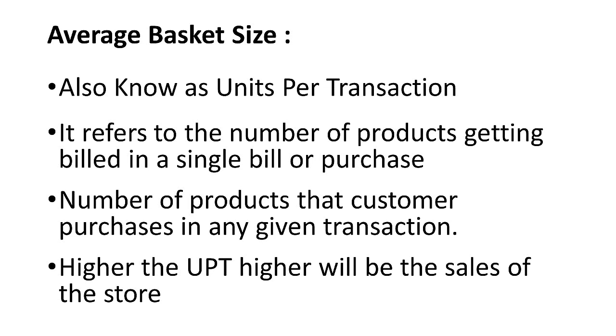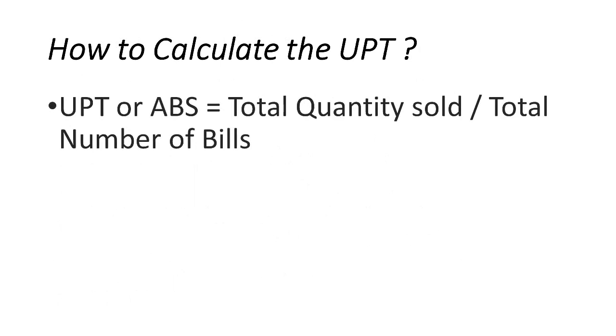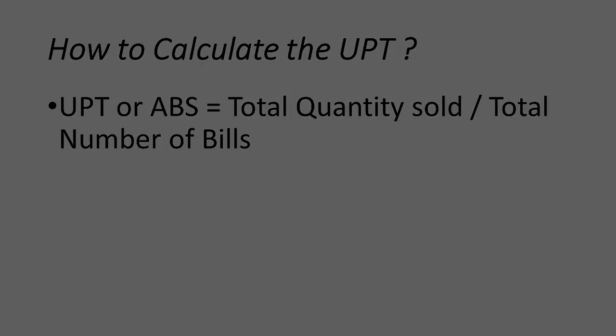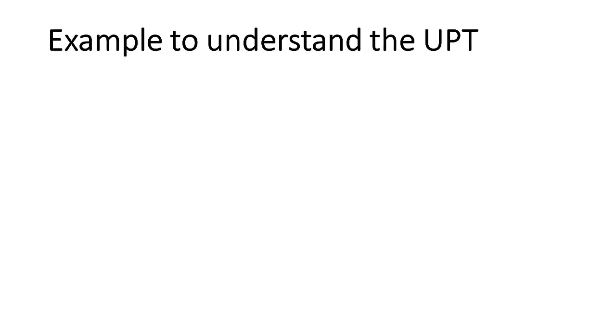Units per transaction is also called average basket size or items per cash memo. Now let us see how it is calculated. Units per transaction is equal to the total number of units sold divided by the total number of bills made for the day. Depending on the kind of business, average basket size can be a very important metric. Let us understand units per transaction with two simple examples.